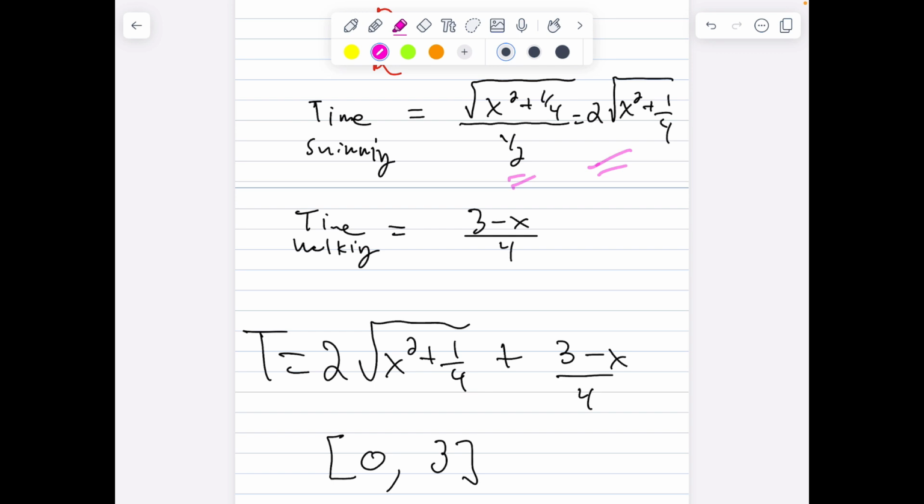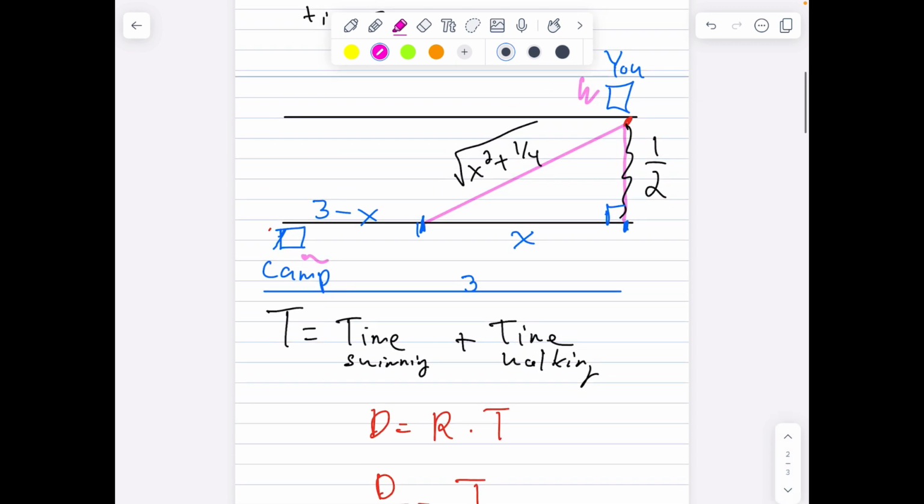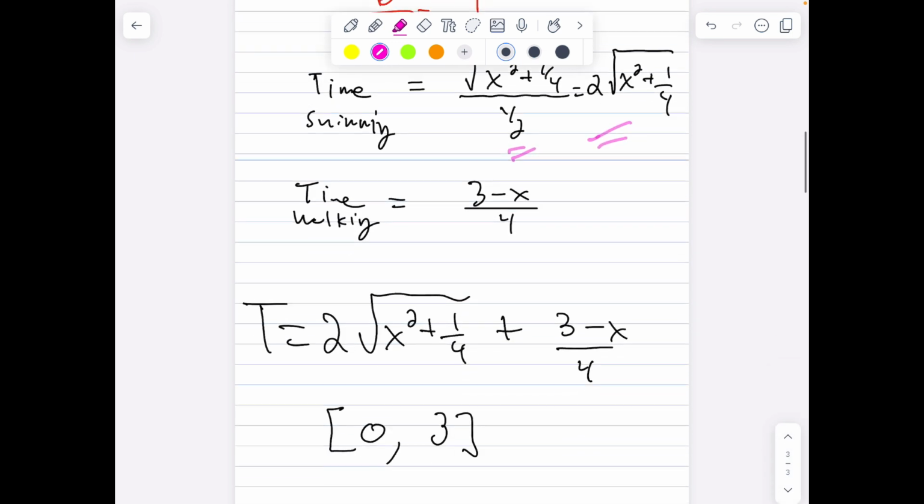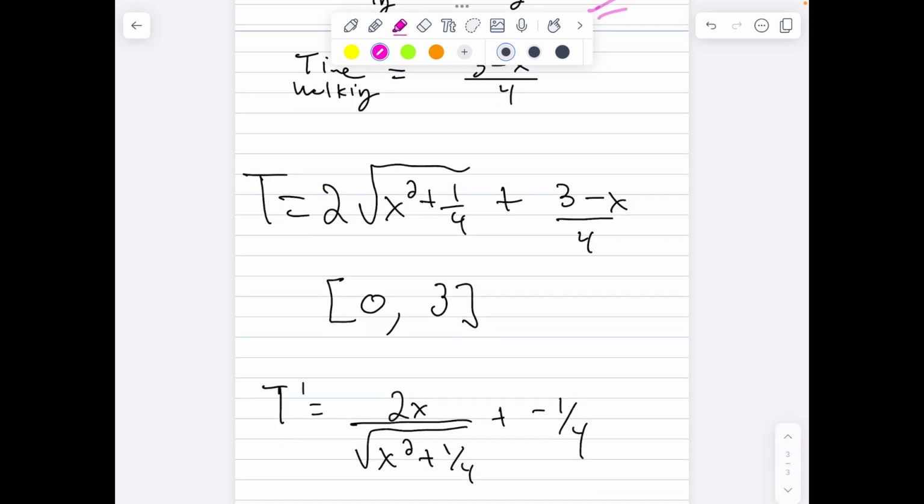And we have a restriction on x. x can go as little as 0. That's when I said you can swim directly across to the other side. And you can swim directly all the way to the camp, and that would be when x is 3. So that is a restriction to consider, and we're going to use that in a minute when we try to prove our values will minimize our total time. So your time is equal to what's given.